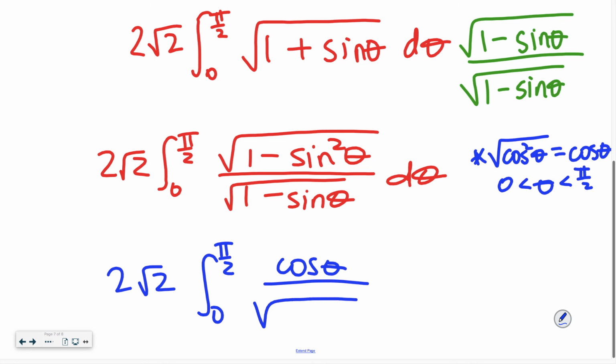Wow, this is going really fast. We got like 1 minute. We're not going to be able to finish this problem, but we now can use U substitution. U equals 1 minus sine theta. Du equals negative cosine theta d theta, which, boom, there's cosine theta right there.